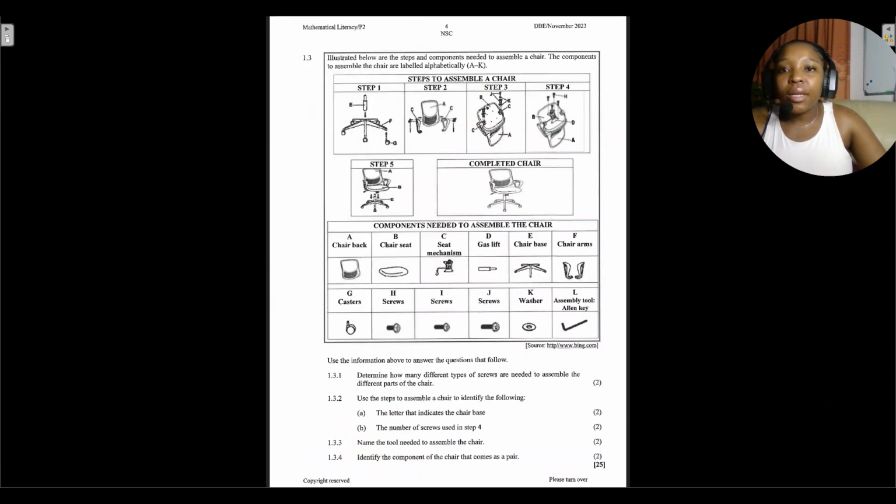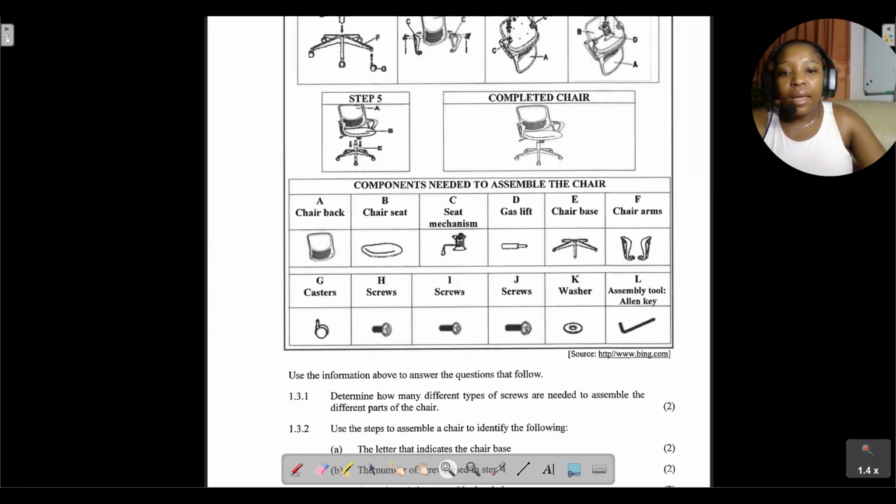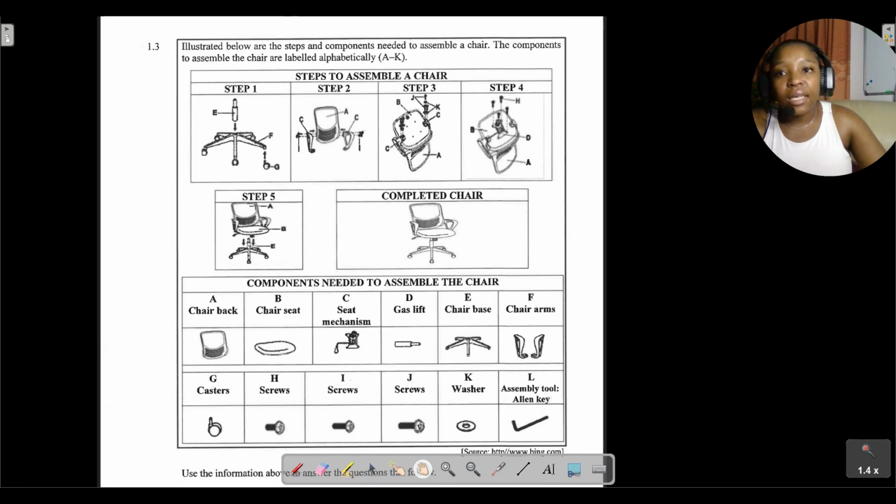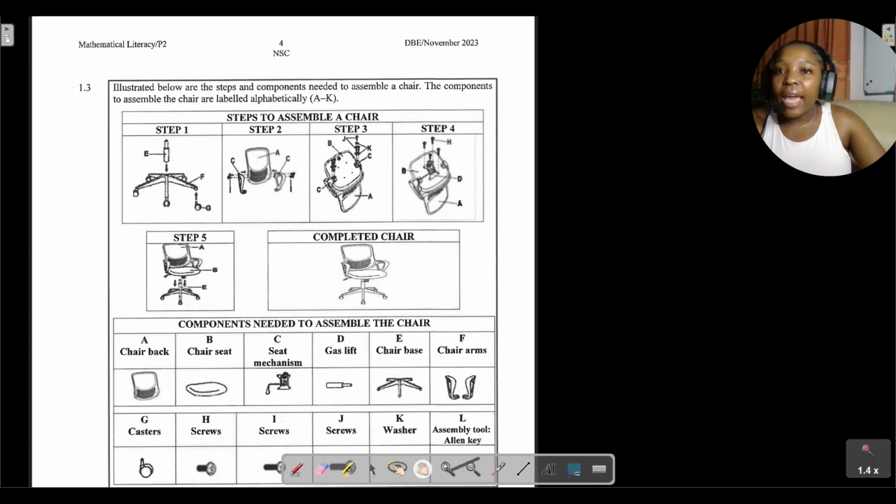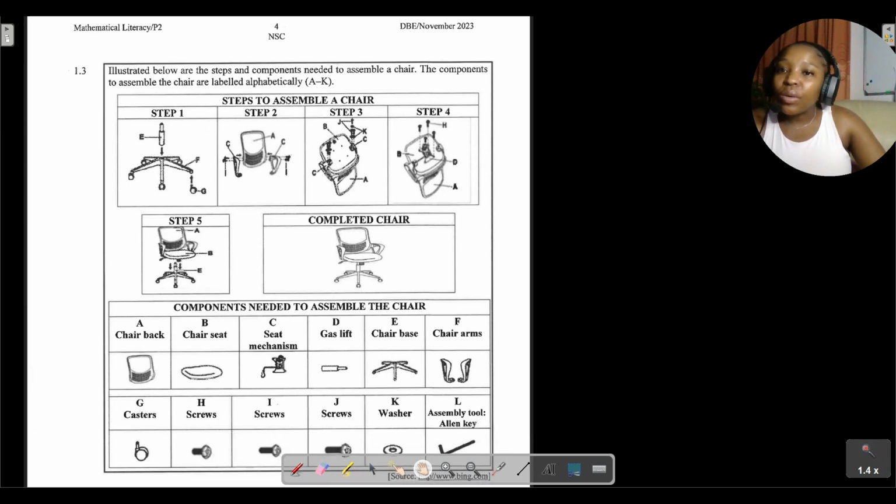The next question deals with assembling. Assembling is nice and easy. All that you need to do when it comes to assembly is read your questions properly. Highlight the keywords so that you know what you are supposed to focus on. So let's have a look at what is happening here.